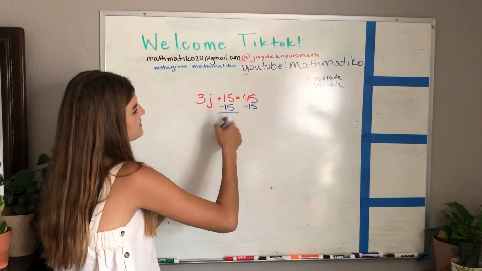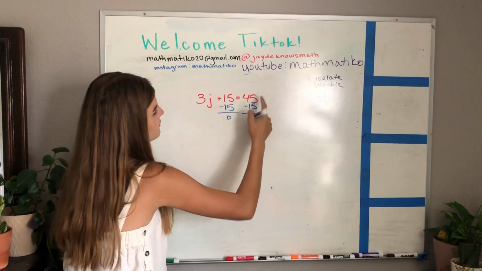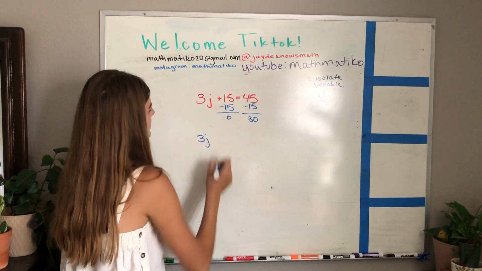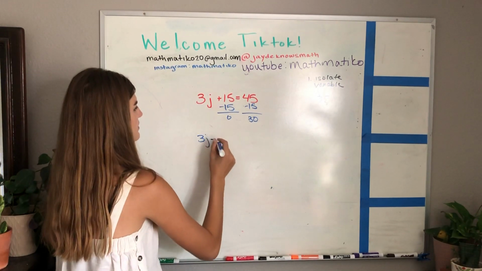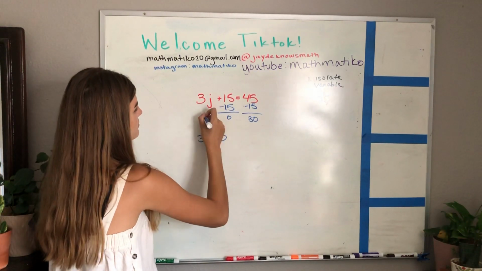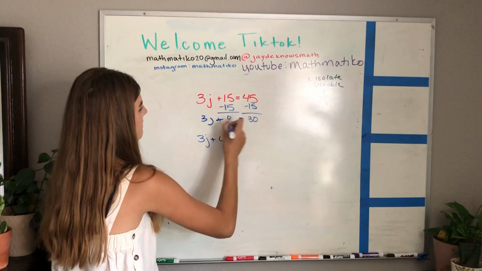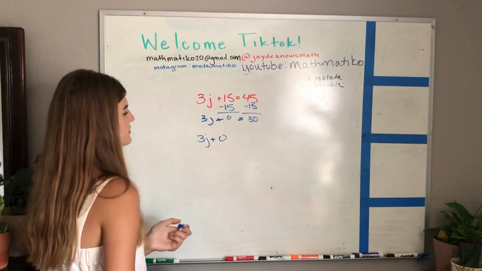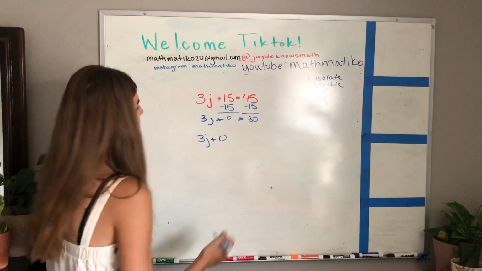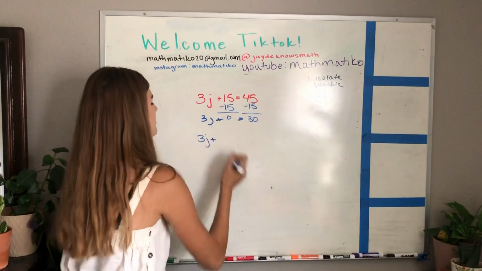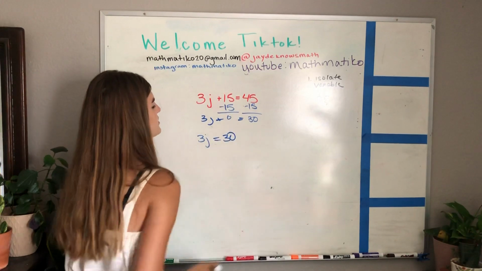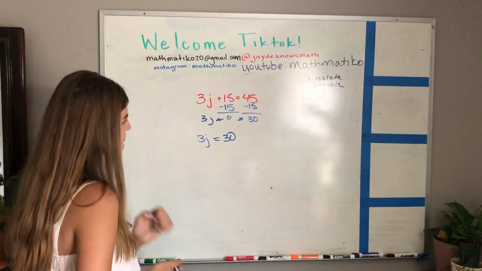Positive 15 minus 15 is 0. 45 minus 15 is 30. So we have 3j. We can represent this as 3j plus 0. But since that 0 doesn't really do anything, because 3j plus 0 is still just 3j, we can just do this. So I just got rid of that 0 because we didn't need it.